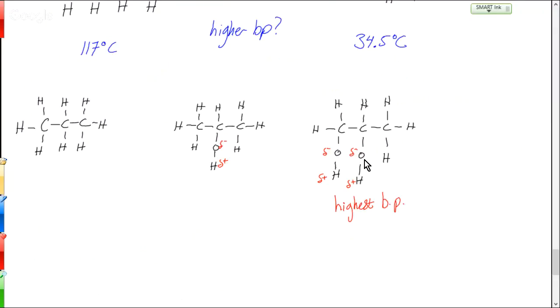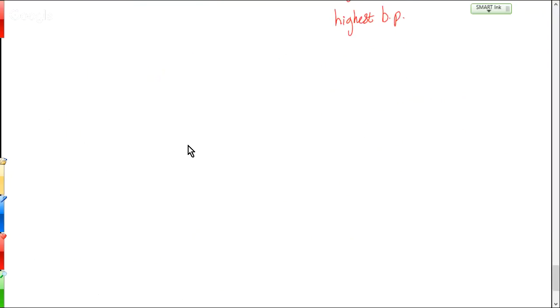Make sense, maybe? A little bit? Okay. All right, so let's talk about other factors besides just boiling point. So how other things are affected by these intermolecular forces.